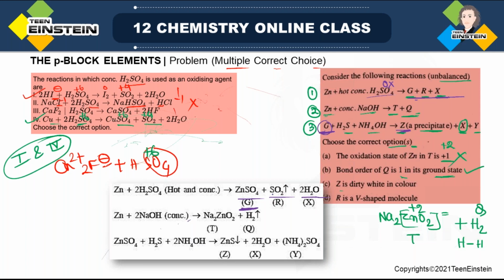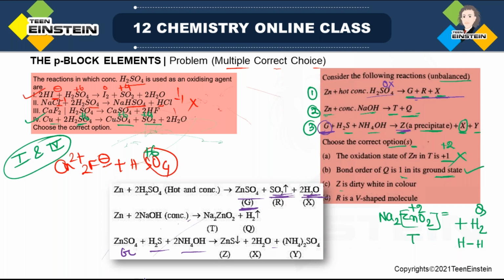But if you are thinking that G is SO2 or water, SO2 and water will not react with H2S and NH4OH and produce this type of products. It is possible only when ZnSO4 is present. That means ZnSO4 must be G. Okay, so if ZnSO4 is G, that means SO2 and H2O, one of them will be R, another one will be X.